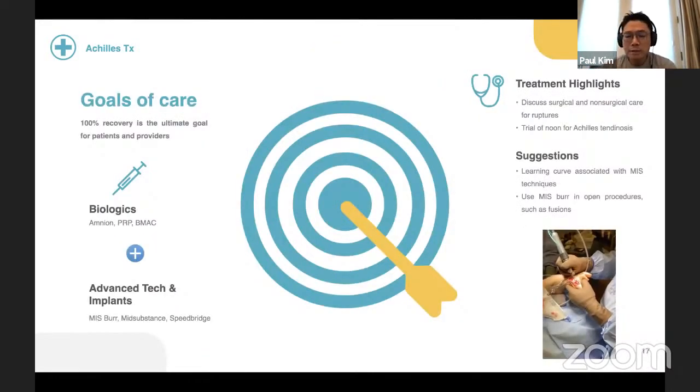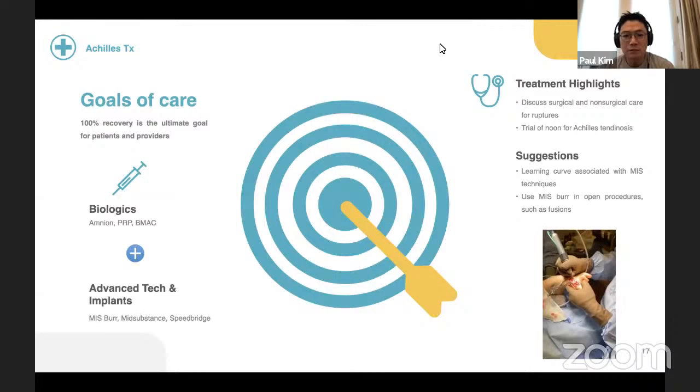So ultimately, what are the goals of care? The goal of care is 100% recovery, to care for the patient and provider. I think using biologics with advanced technique and implants is key. So biologics in this case are amnion, PRP, and BMAC, and advanced techniques such as the MIS burr, mid-substance, and SpeedBridge repair kit. Now, I think whenever you're approaching this, you have to discuss surgical and non-surgical care for ruptures, as well as a trial of non-operative care for Achilles tendinosis.